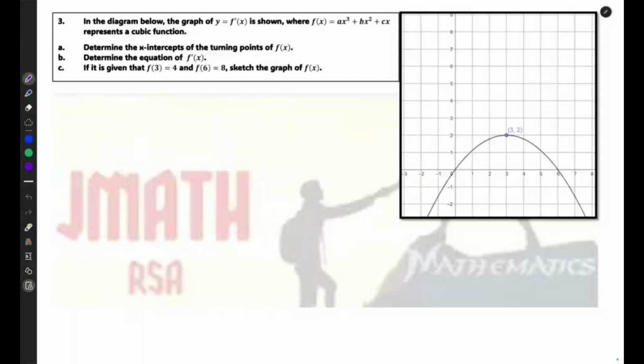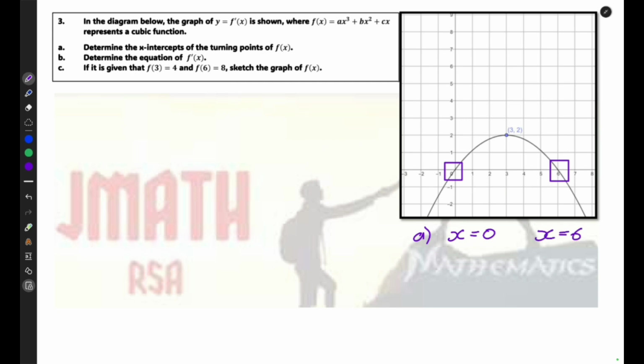Represents a cubic function. Question A, determine the x-intercepts of the turning points of f(x). Okay, so not this turning point, because that's the derivative. They want the turning point of the original. So now, just as we've discussed in this video, the turning point of the original is always linked to the x-intercepts of the derivative. So I can see the x-intercepts are 0 and 6, and that is the answer for question A. So x is equal to 0 or x is equal to 6.